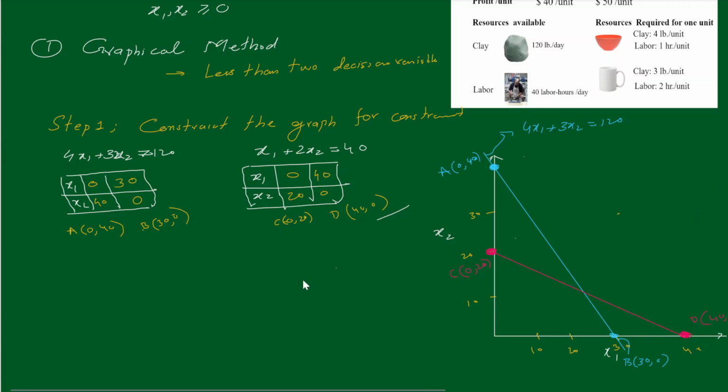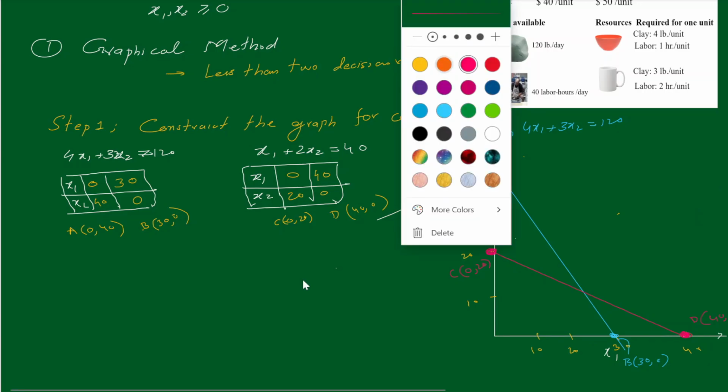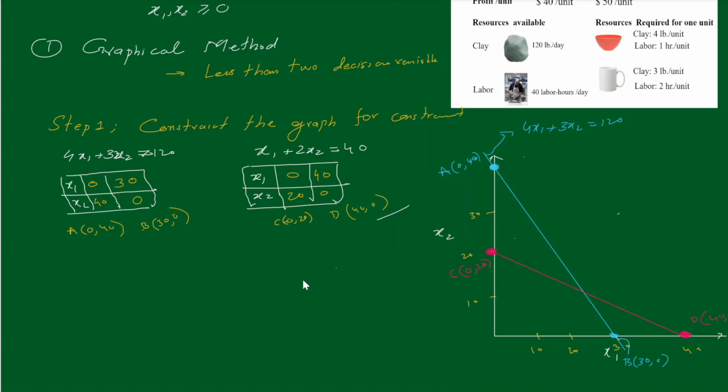So this line is for this equation, which is x1 plus 2x2 equals 40. Okay, so from here we can see that we have found the points. So here is a point of intersection. We need the value of this point of intersection, and to get it, we will solve these equations simultaneously.